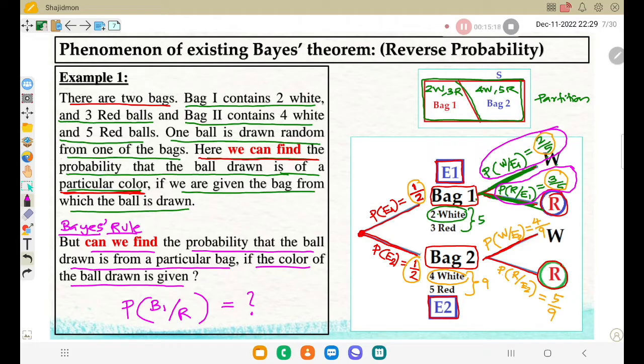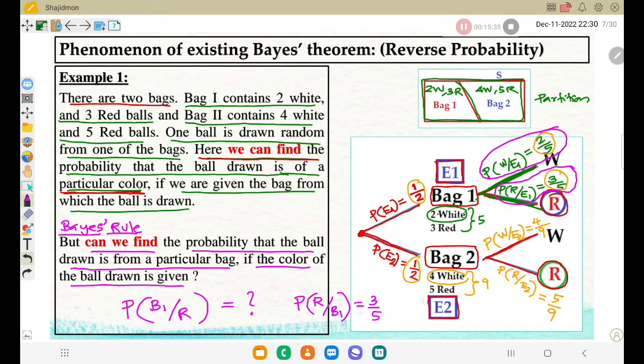See what is the difference between this and this, you can see. This is just a reverse probability. Here we calculated the probability of a red ball from bag number 1. Bag number 1 means you can also write E1. We got the answer 3 divided by 5, correct?